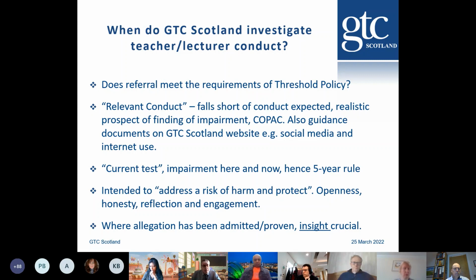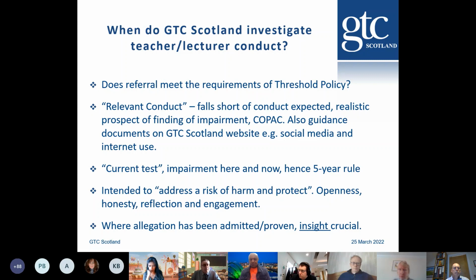Separate to COPAC, it's also worth pointing out that we have various professional guides on our website that play no part in the regulation process, but do give some useful advice in areas that may be difficult to navigate, such as the use of social media and meeting the needs of various groups of learners, e.g. dyslexic or autistic learners. And I would encourage you to explore those guides and to make use of them when undertaking professional learning.